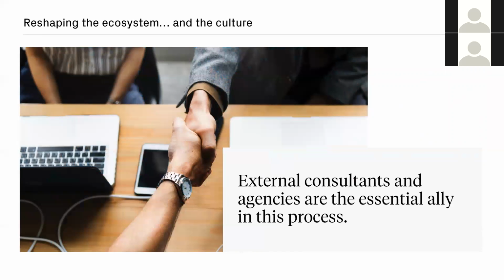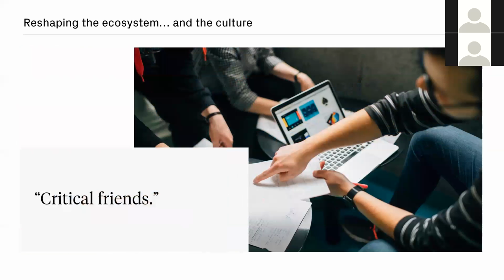And in this process, external consultants and agencies are the essential ally. So at Emerge, for example, we understand Agile methods and the difficulty of implementing them at places with strong silos. But we can be your critical friends. So we have your best interests at heart, but we won't be shy in telling you or other stakeholders in your organization when a choice would be against your best interest. And we're not afraid to speak up against silos, and we're not afraid to speak up against waterfall methodology.